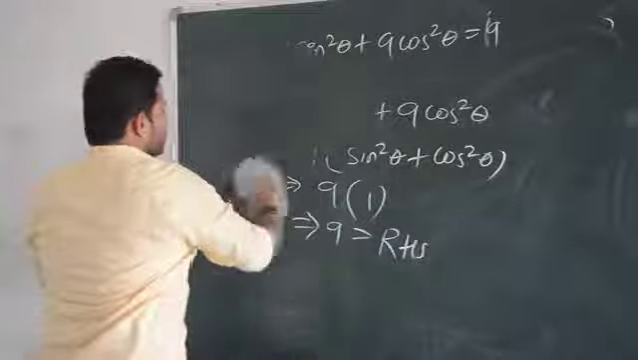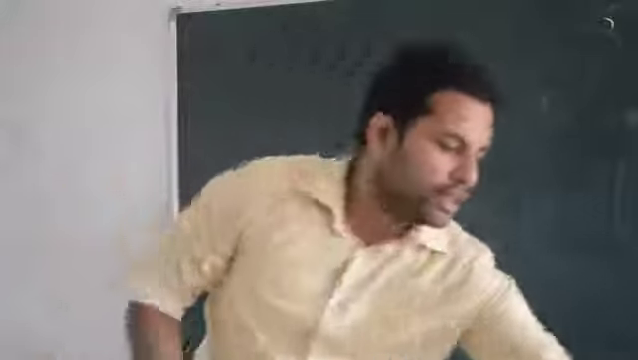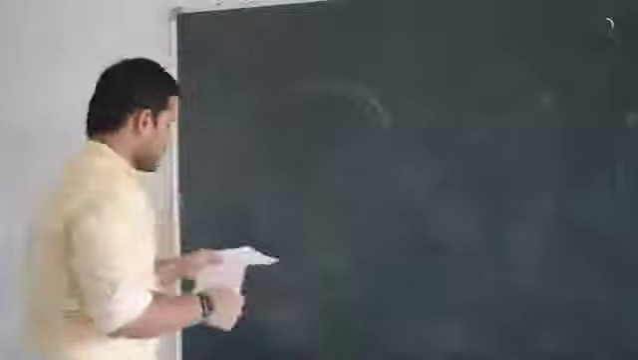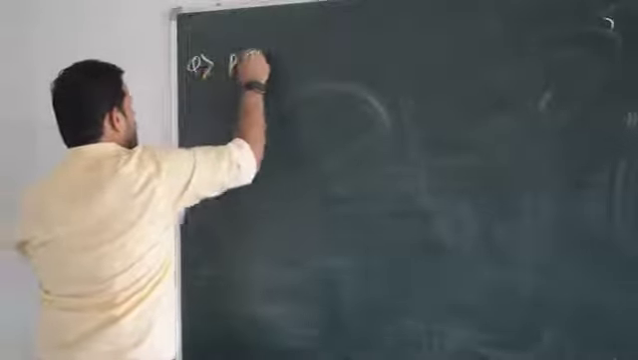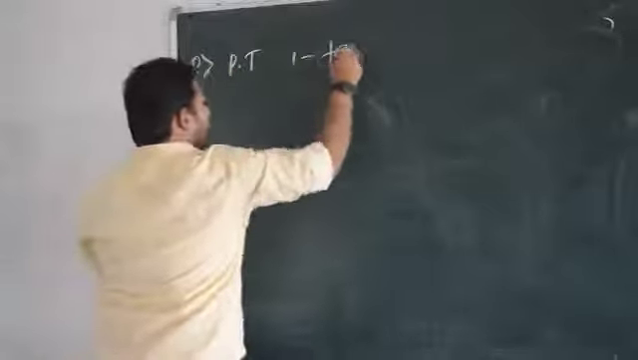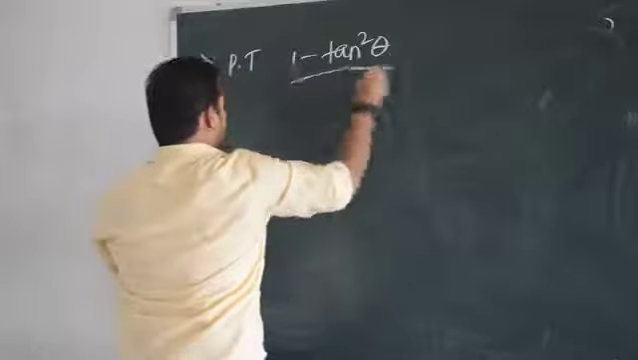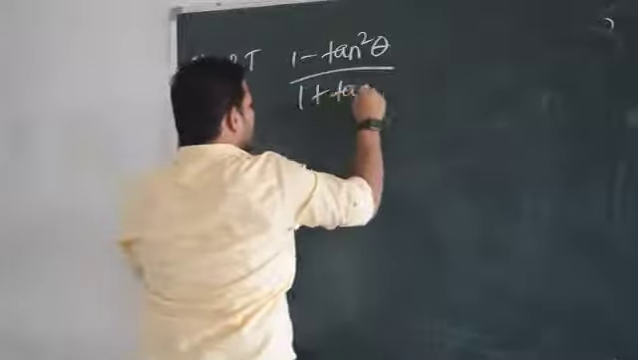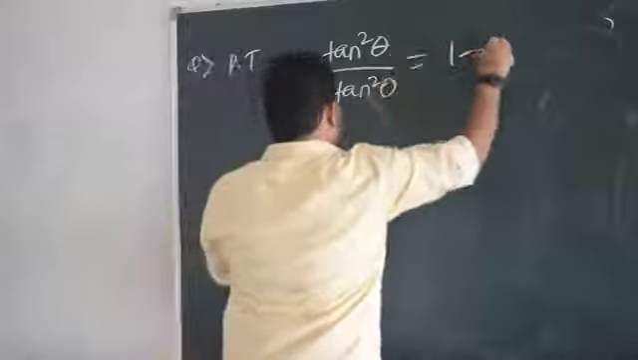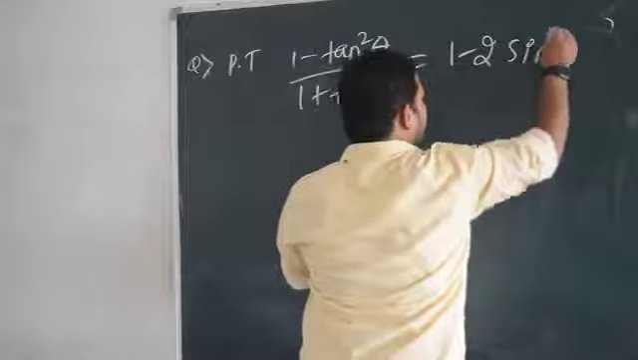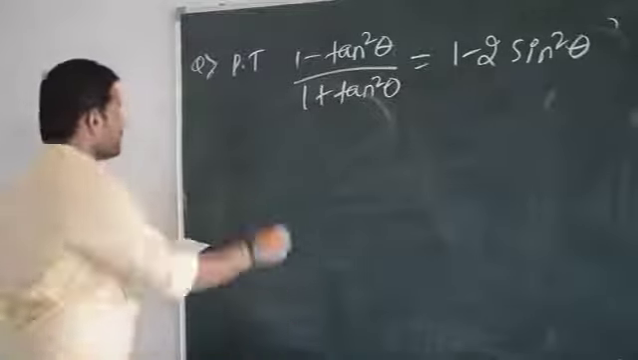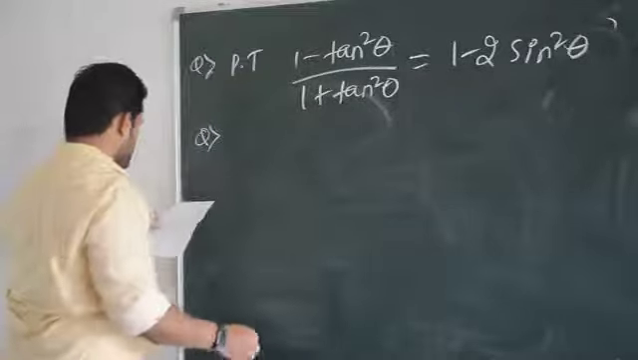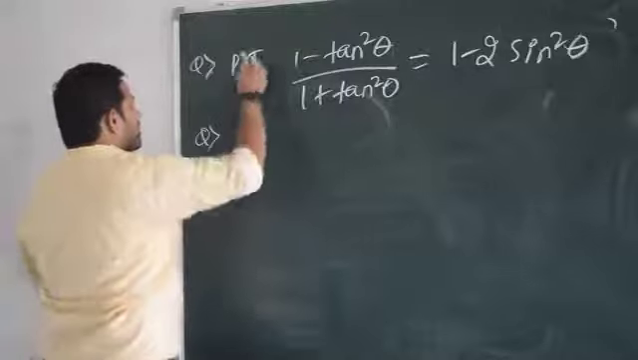Okay, let me give you one more question here. Otherwise, I can write some of the questions as homework, and in the next class I can solve them. Take this as homework. Prove that 1 minus tan square theta divided by 1 plus tan square theta is equal to 1 minus 2 sin square theta. Solve this. Okay. You may find it difficult at the first stage, but when you keep on solving, it becomes very easy.